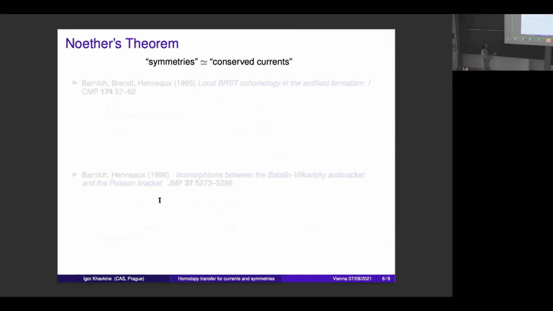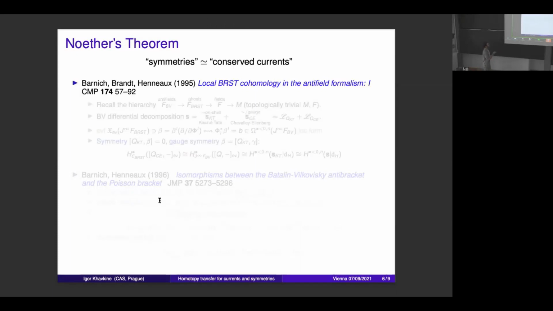I don't have so much time, but I still need to tell you something. I told you about homotopy transfer. Now I need to tell you something about conserved currents and about symmetries. The big name for this topic is Noether's theorem, and there are many versions of it. The basic idea is that when you have a variational PDE, the local symmetries of it are in some way in correspondence with conserved currents, and the art of this business is to precisely specify in what way. There are more classic works from the Belgian school that answer this question quite precisely.